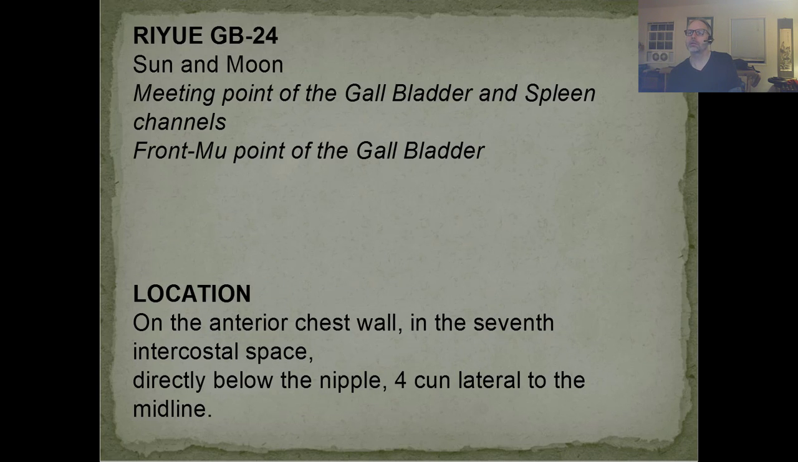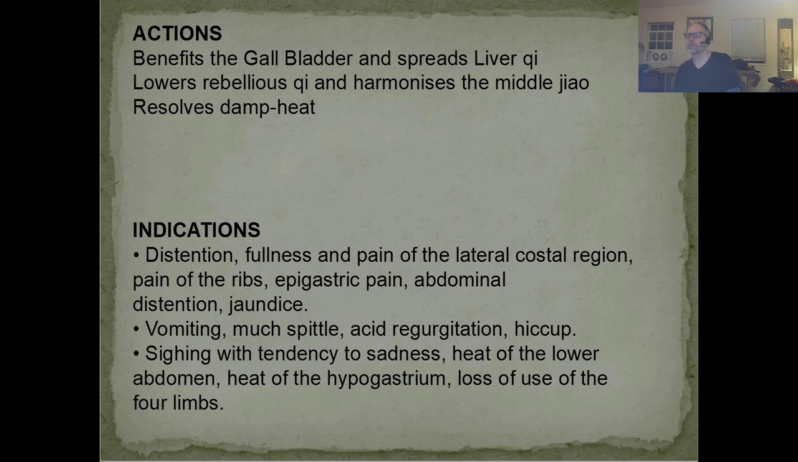The meeting point, gallbladder 24 is the meeting point of the gallbladder and spleen channel. It's also the front mu of the gallbladder itself. It's in the 7th intercostal space, directly below the nipple, 4 cun lateral to the midline. And it doesn't look like I have a picture of that one. Sorry about that. Benefits the gallbladder, spreads liver qi, lowers rebellious qi, harmonizes the middle jiao, and resolves damp heat.